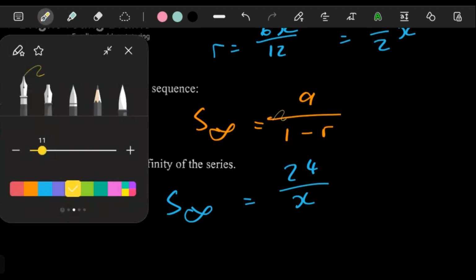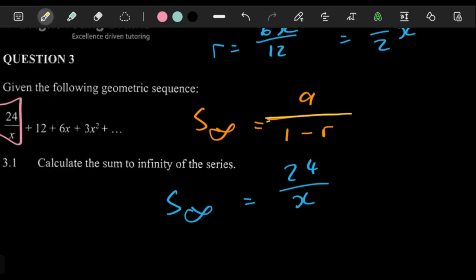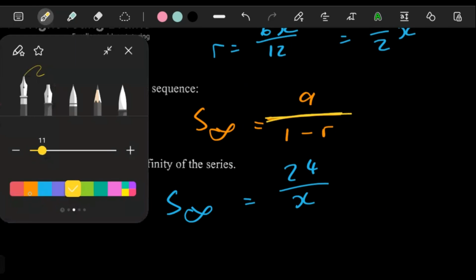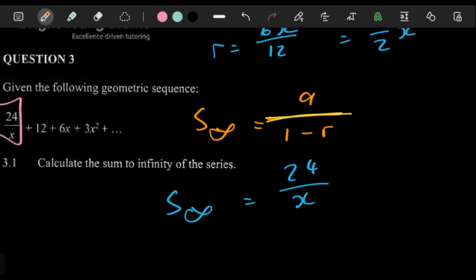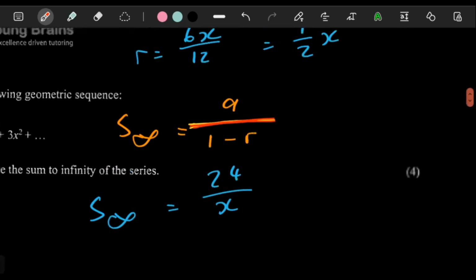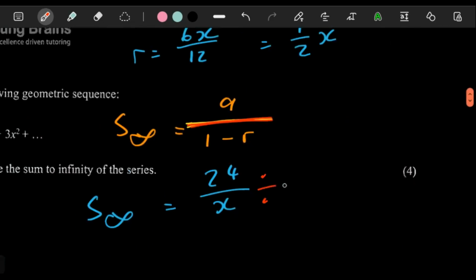You see this line? Let me put it in red. It's a division line. For the sake of making calculations, we can just write it as a division symbol. And then here we have 1 minus r, right? Let me actually just put it as x over 2.